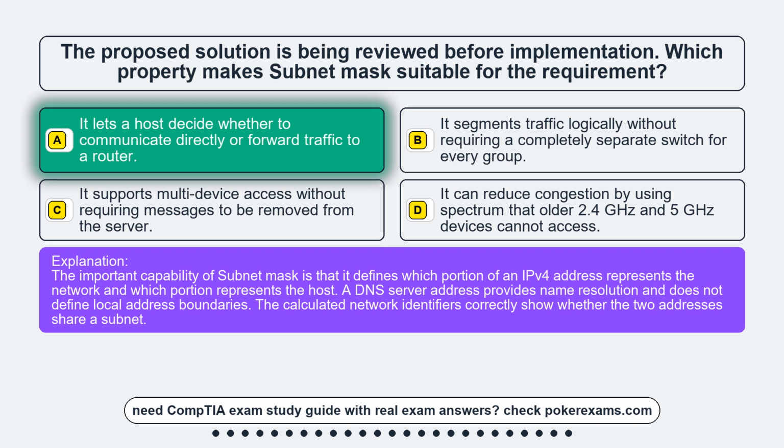The important capability of subnet mask is that it defines which portion of an IPv4 address represents the network and which portion represents the host. A DNS server address provides name resolution and does not define local address boundaries. The calculated network identifiers correctly show whether the two addresses share a subnet.